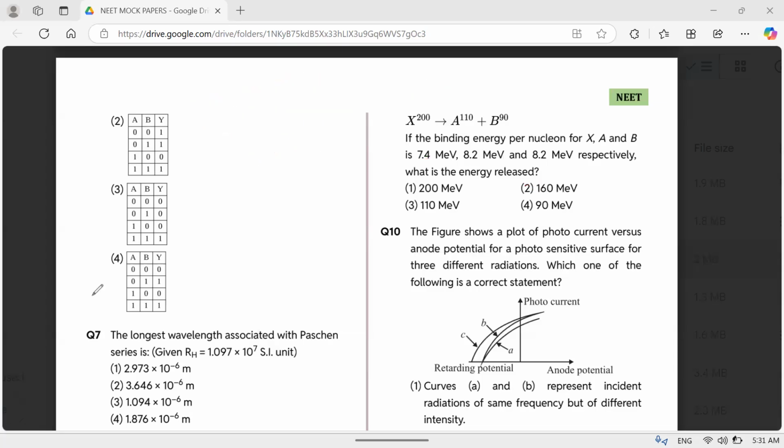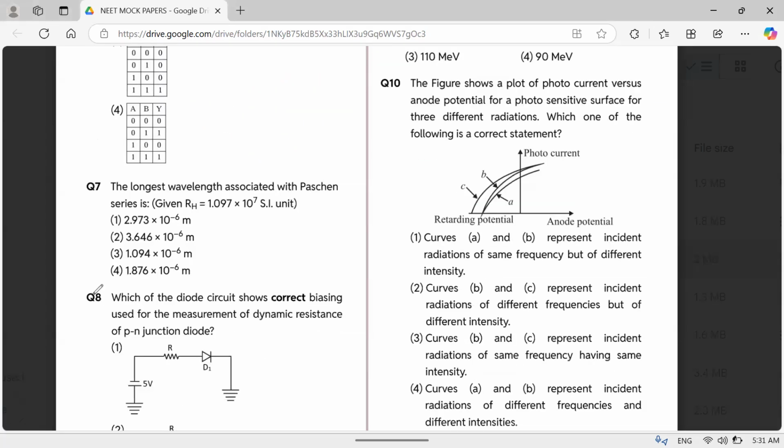Next one. Question number 10. The figure shows the plot of photocurrent versus anode potential for a photosensitive surface for three different radiations. Which of the following is correct? Now see, in these conditions, if it is having the same potential, what is the condition, beta? Same potential means the incident light is having the same frequency. A will be having frequency F and B is also having the frequency F. C will be having a different frequency F dash.